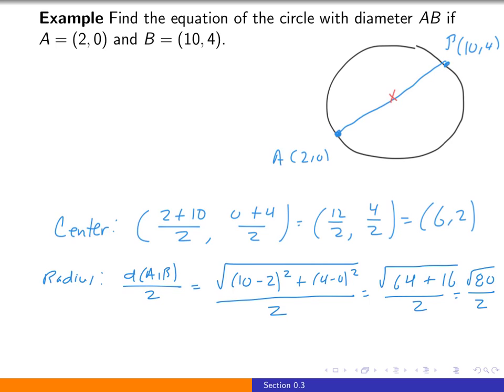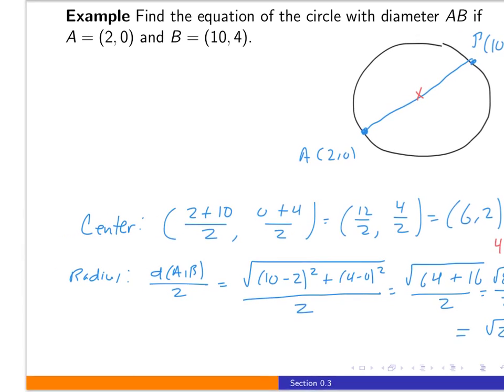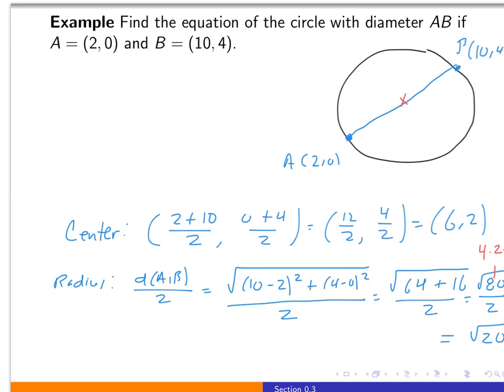And in terms of canceling off this 2 on the bottom, we can note that 80 is really 4 times 20. So we can pull the 4 out of the square root as a 2, and we end up with the square root of 20. So we want to write down the equation of the circle with center at the point 6, 2, and radius square root 20.